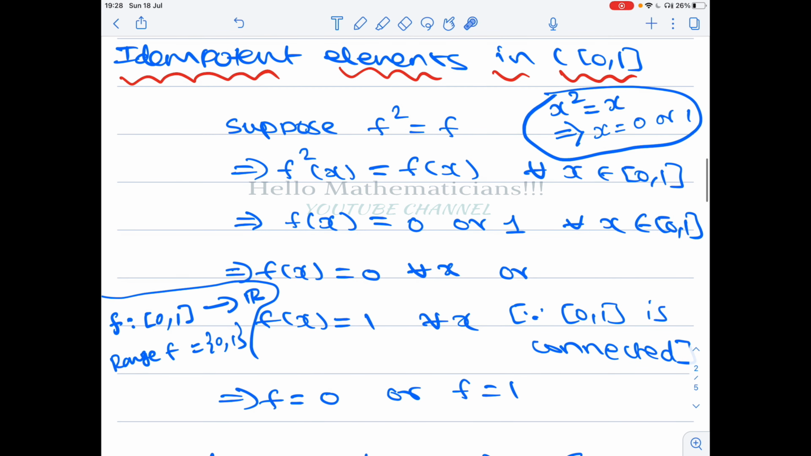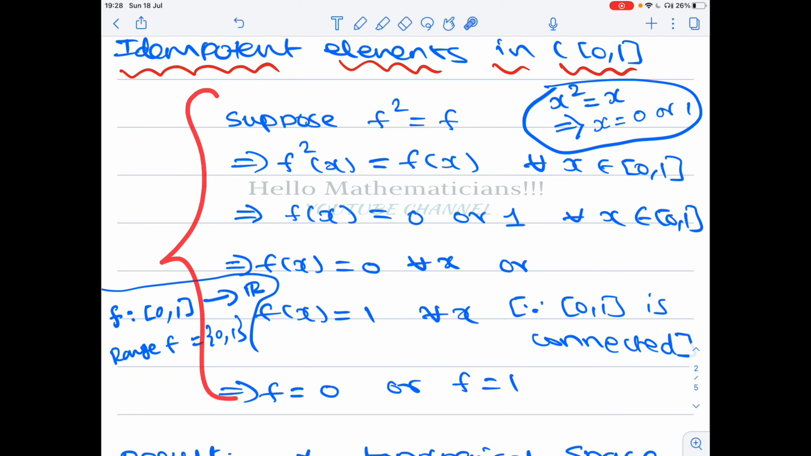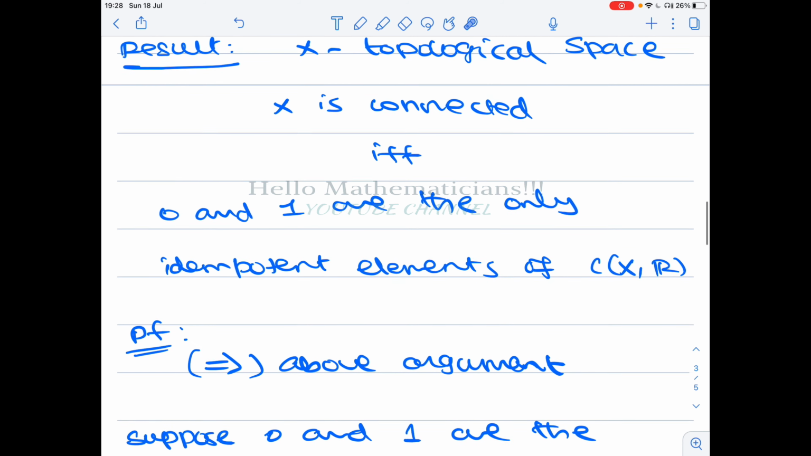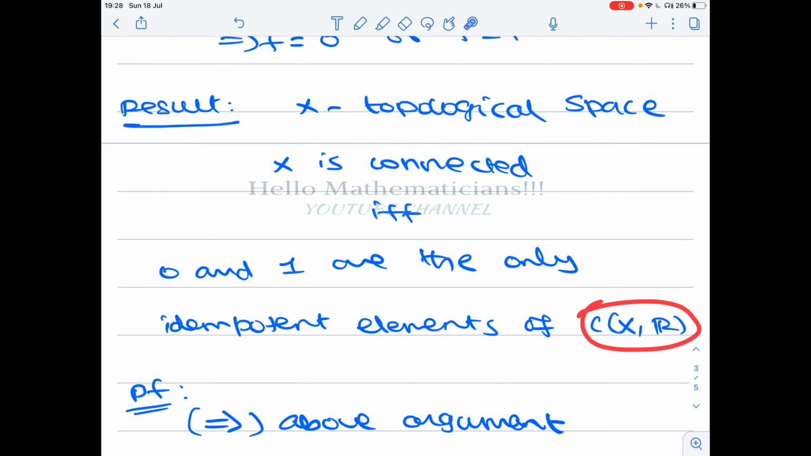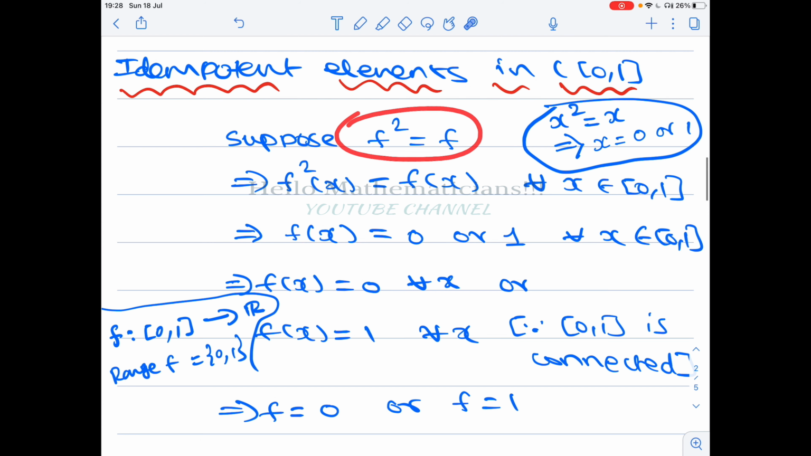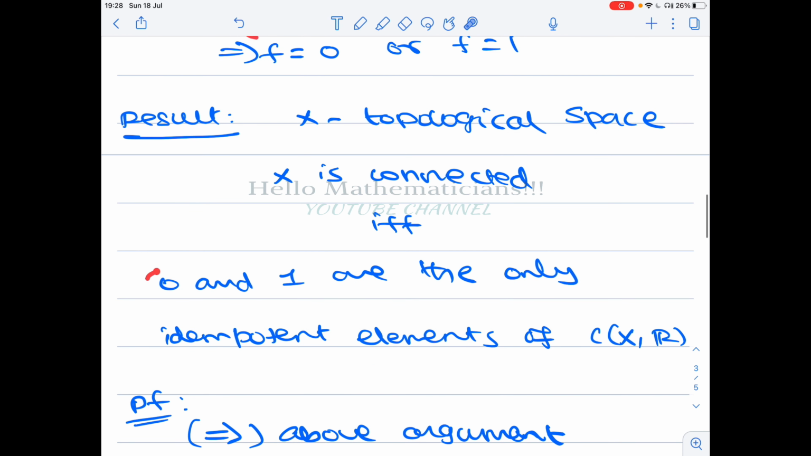So, here we just used that [0,1] is connected. If we use the same proof argument, you assume X is connected and you take an idempotent element here, then it will satisfy the condition f squared equals f. Then again the same step will prove that f has to be either the constant function 0 or the constant function 1. Therefore, this direction is clear. We have to prove the converse.